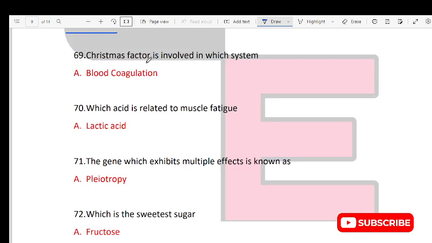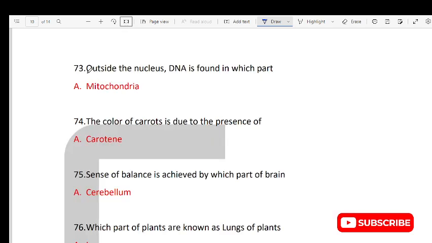69. Christmas factor is involved in which system? Answer: blood coagulation. Question number 70. Which acid is related to muscle fatigue? Answer: lactic acid. Question number 71. The gene which exhibits multiple effects is known as? Answer: pleiotropy. Question number 72. Which is the sweetest sugar? Answer: fructose.